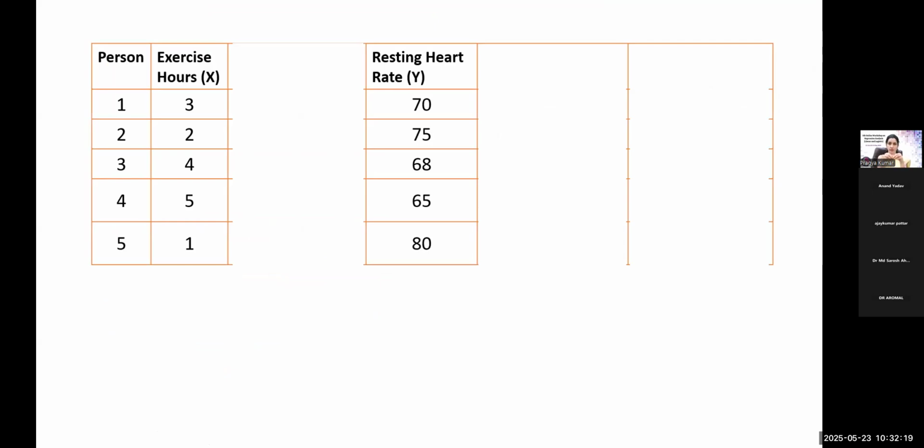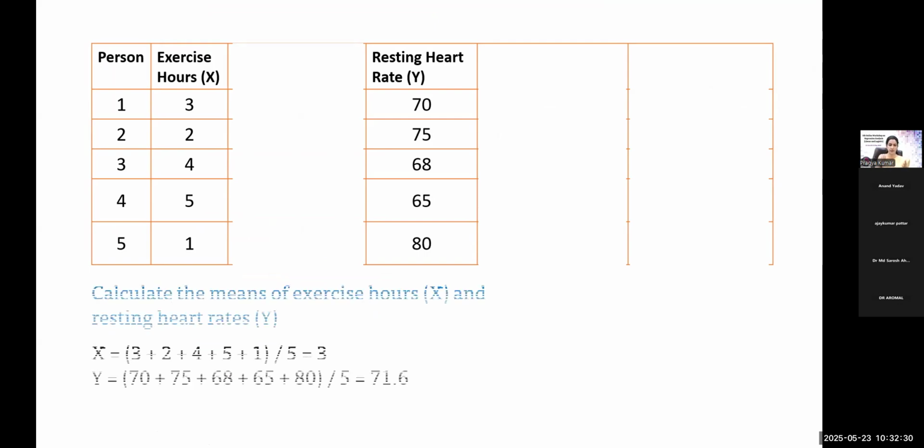For this calculation of covariance, we need to calculate the mean of these values, and then deduct it from the individual values. I will calculate x, which is the exercise hours, and y is the resting heart rate, which is my dependent variable. In regression, we always put x as the predictor variable. Predictor means this is my independent variable.